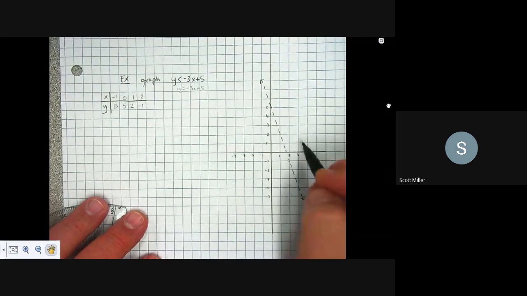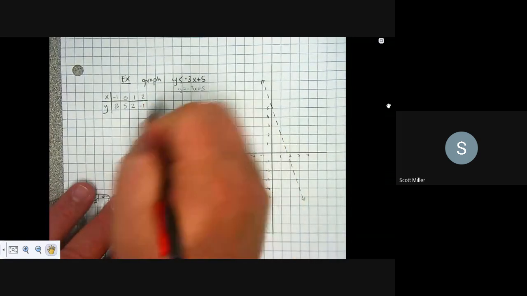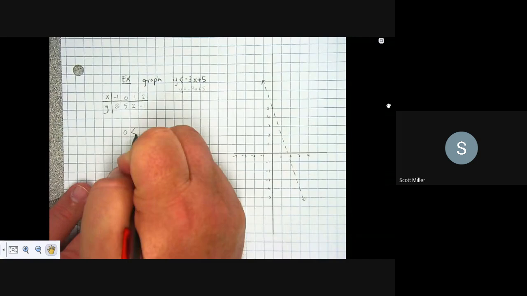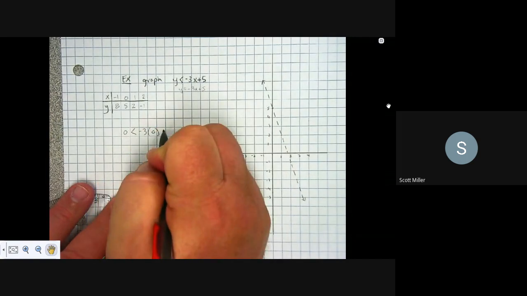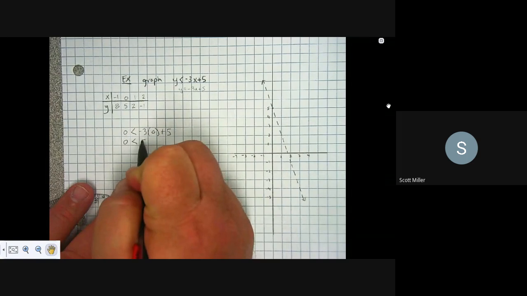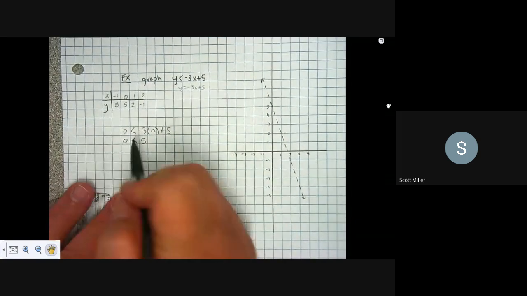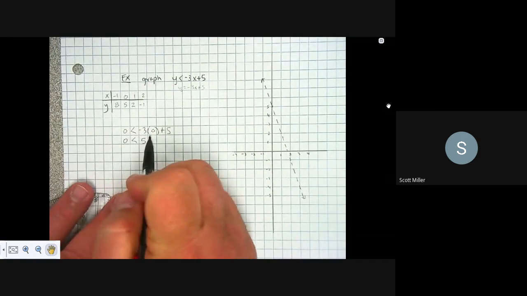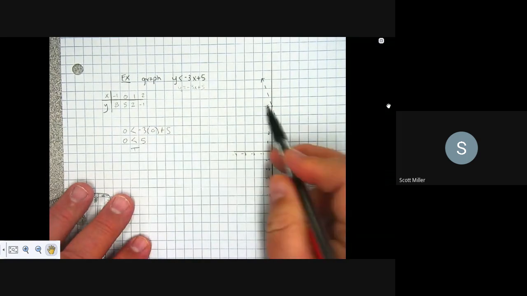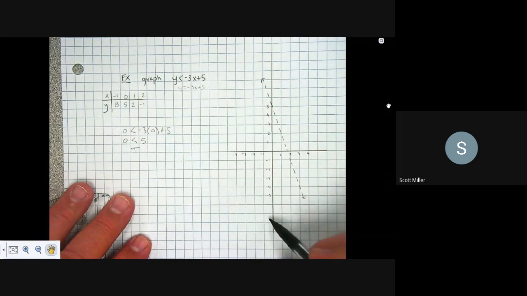Okay? So if I pick (0, 0), I'm going to plug in 0 for y and 0 for x. 0 is less than negative 3 times 0 plus 5. So 0 is less than 5. Is that true or false? 0 is indeed less than 5. That is true. And since (0, 0) is here, this is the side that is the solution.